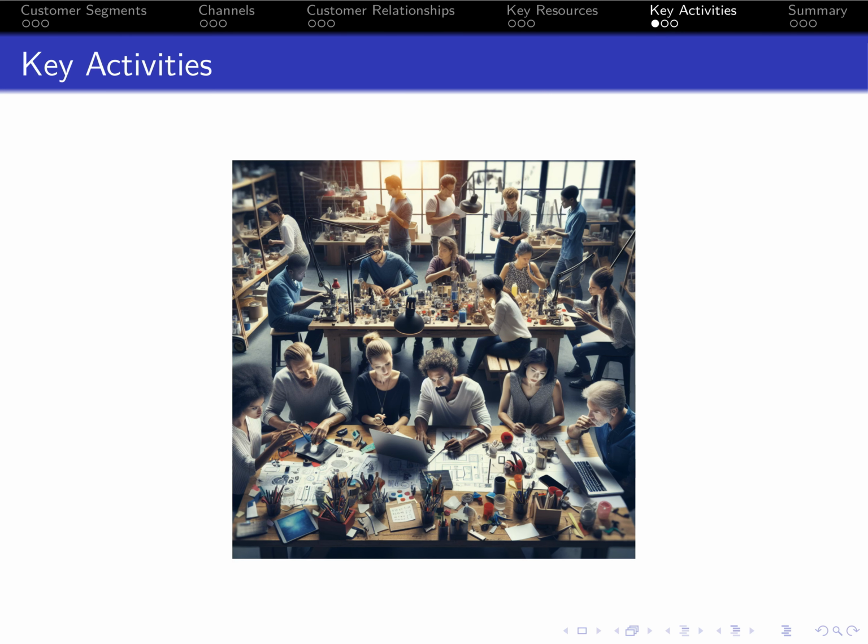Key activities are the backbone of any business, representing the specific tasks and actions necessary to deliver value and generate revenue. They are crucial for success, directly impacting a business's ability to create and deliver value to customers. For instance, a software company's key activities may include software development, customer support, and marketing efforts to attract potential clients.